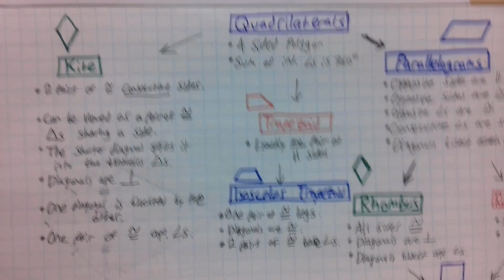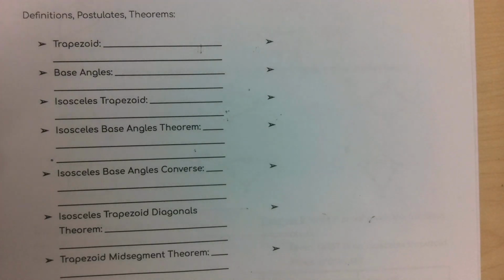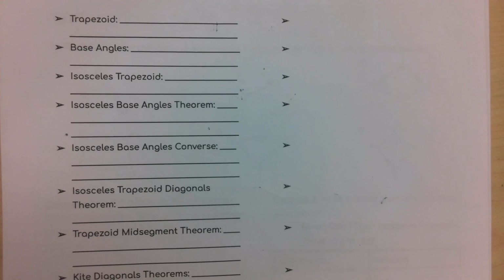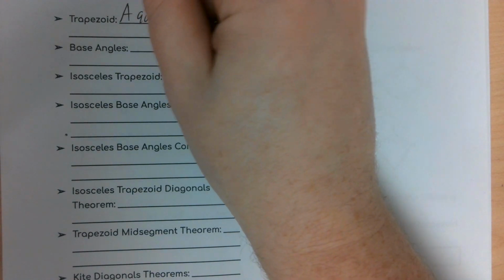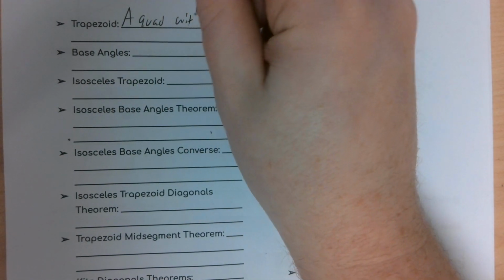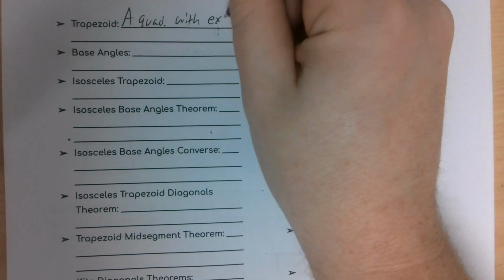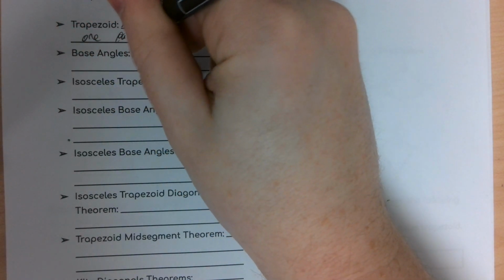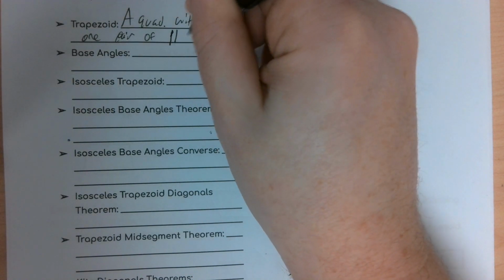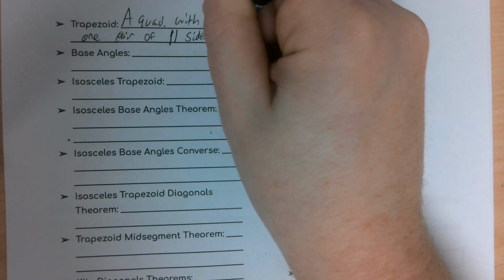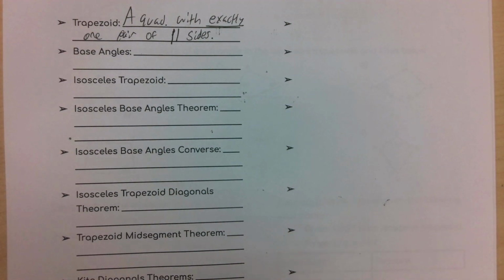So we are now going to take a look at some definitions, fill them in, and get some practice. Let's start off with the trapezoids. First of all, a trapezoid is a quadrilateral with exactly one pair of parallel sides. As long as it's got one, it's a trapezoid.